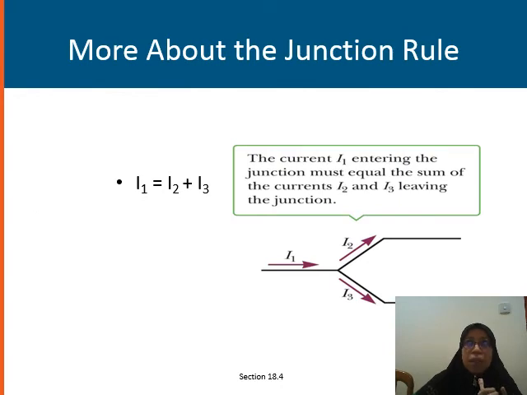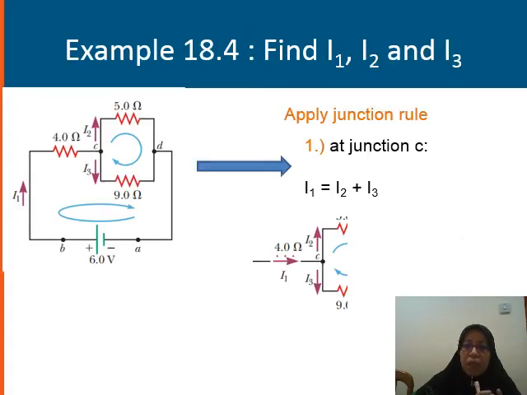So, the junction rule and the loop rule. Let's look at the junction rule. At a junction, you have to figure out what happens to the current. In this case, the current gets divided into I2 and I3. So mathematically, I1 is equivalent to I2 plus I3. Likewise, this example. Go to the book, look at example 18.4.